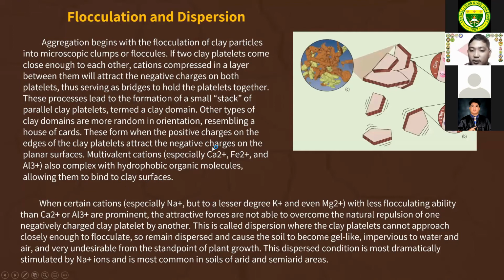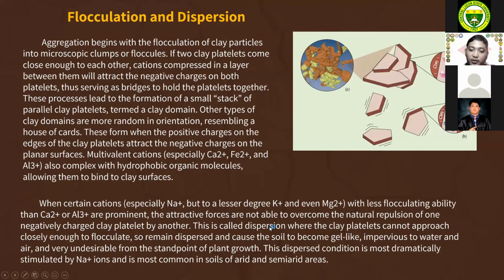So that's flocculation. On the other hand, the dispersion: when certain cations, especially sodium, but to a lesser degree potassium and even magnesium, with less flocculating ability than calcium or aluminum, are prominent, the attractive forces are not able to overcome the natural repulsion of one negatively charged clay platelet by another. So magkakaroon ng repulsion. So yung sodium positive na nasa edge nito at yung sodium positive na nasa edge din nito, magre-repel sila to each other. Okay? As we all know, same charges repel each other.